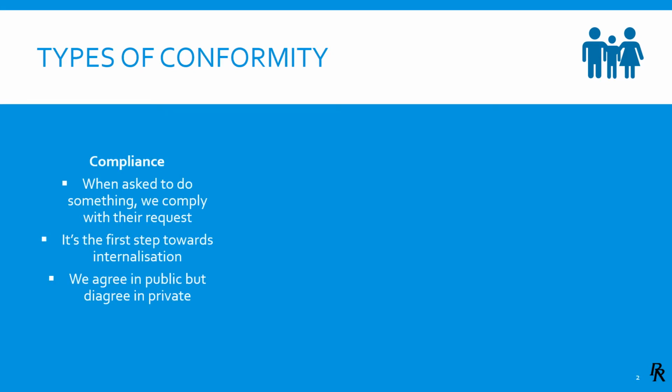When someone asks us to do something, we might comply with their request. We might agree to do someone a favour, for example. Compliance can be viewed as the first step towards internalisation. However, we may agree in public but disagree in private.